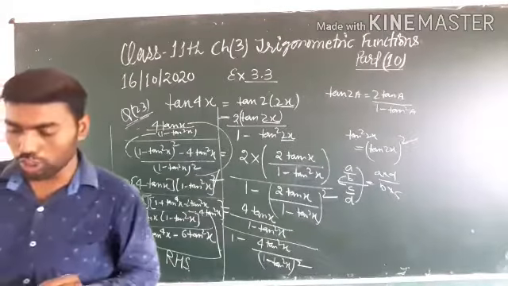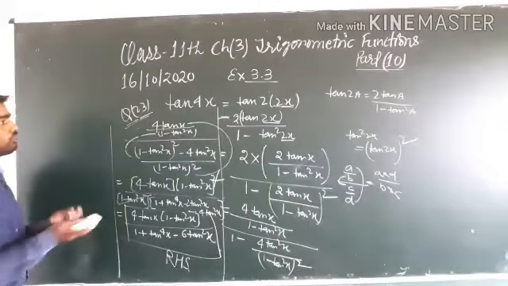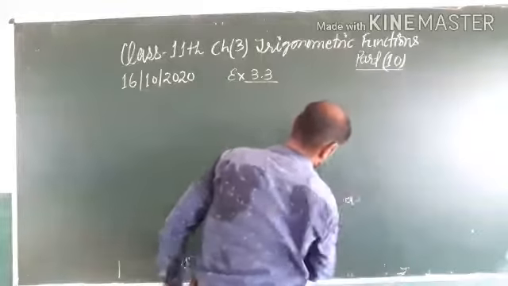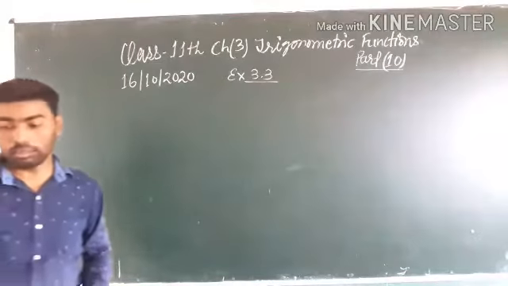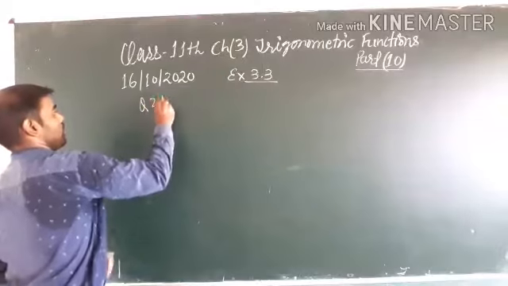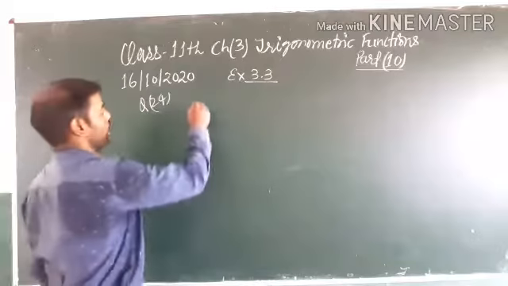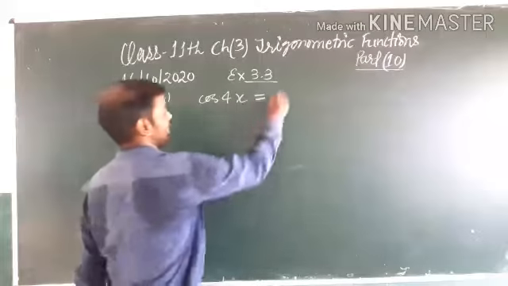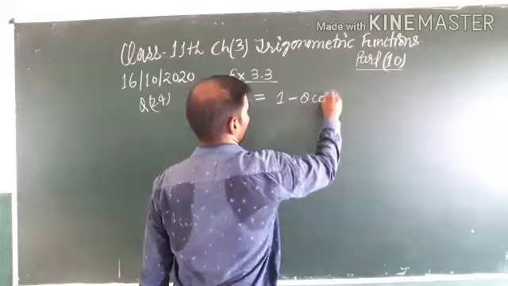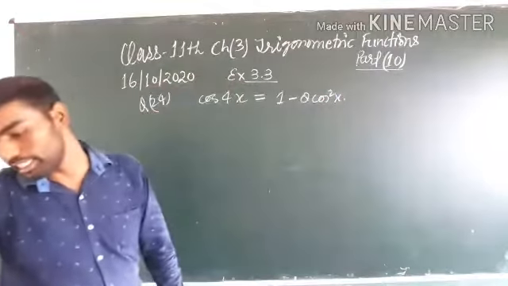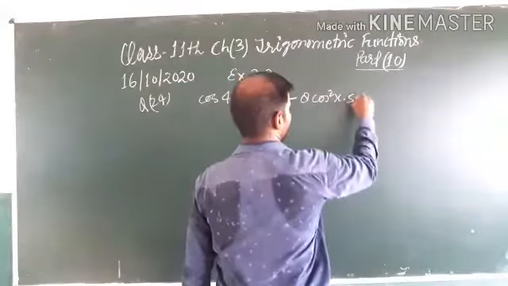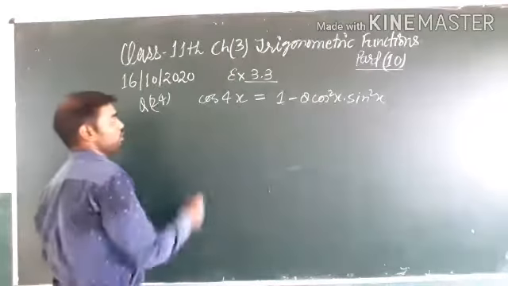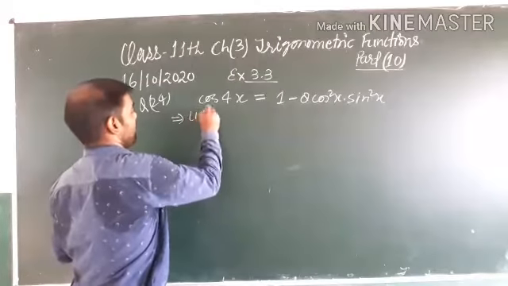Now we proceed to question number 24. Question number 24 is cos 4x is equal to 1 minus 8 cos square x into sin square x. So this is the left hand side and this is the right hand side. So we use the concept on the left hand side.